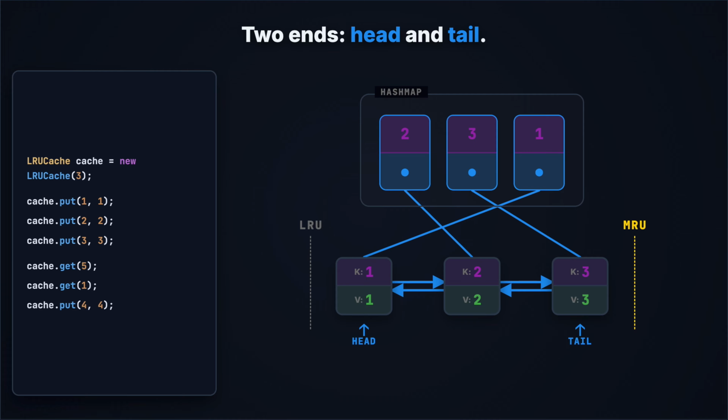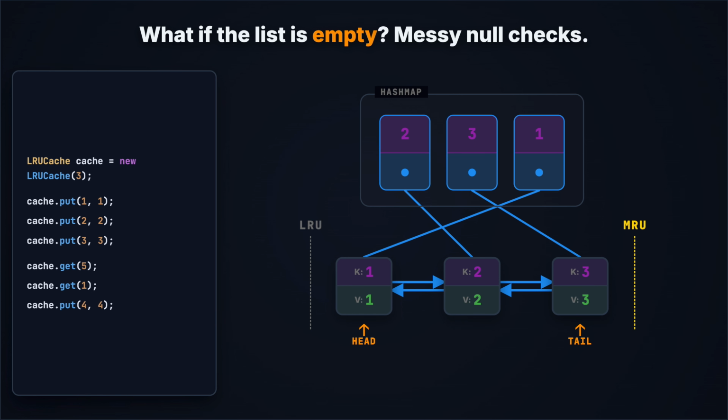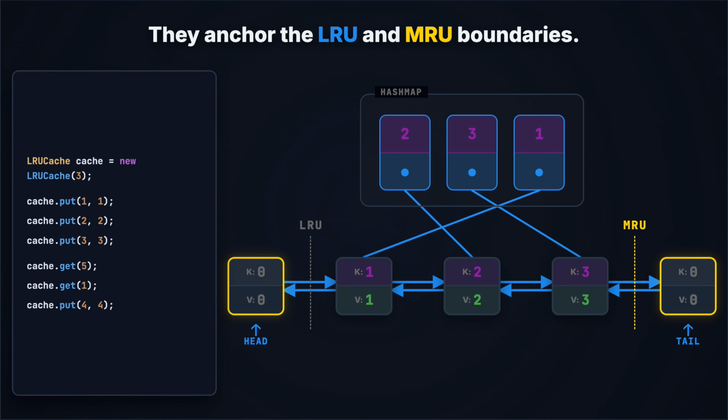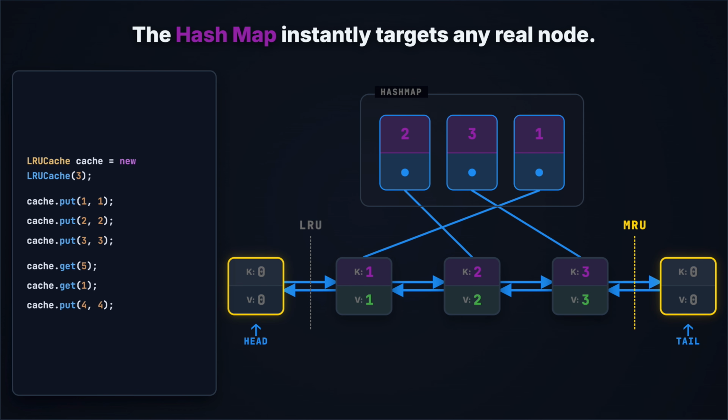But with linked lists, we always have to handle edge cases. What happens when the list is empty? Inserting a node without a fixed anchor point means messy null checks everywhere. To avoid that, we use two dummy sentinel nodes for these ends that never hold real data. The node immediately after head is always the least recently used and the one we evict first. The node immediately before tail is always the most recently used. Alongside this list, we keep a hash map from key to the actual node holding that key's value.